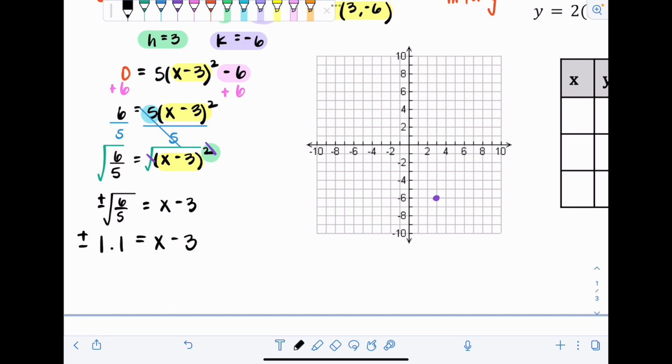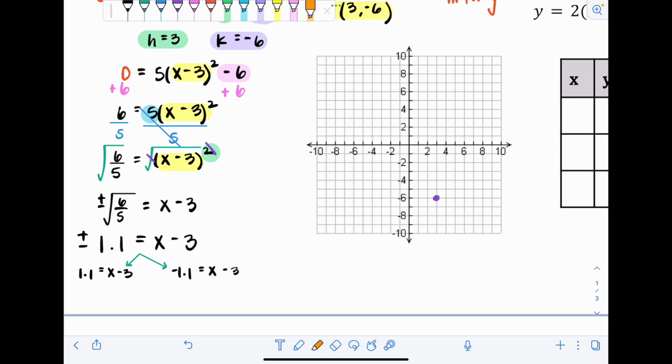Now, because I have a positive or a negative version, this is where I need to separate it into two equations. One that has a positive 1.1: positive 1.1 is equal to x minus 3. And then one that has a negative 1.1, that's equal to x minus 3 as well. Notice I didn't change the x minus 3 part. I just changed the 1.1 into one being positive and one being negative.